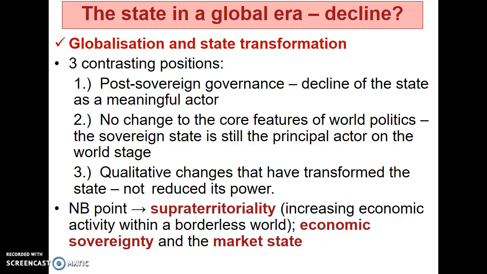A very important point to consider under the state in a global era is the term supra-territoriality. This refers to increasing economic activity within a borderless world. The idea is that supra, which is larger than ordinary smaller territories, so something bigger and larger than independent states, might be the economic activity that is continuing in this modern world. Economic sovereignty and the market state. The market state might be the only reliable form of statehood in the modern era.